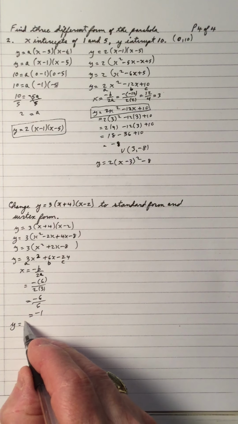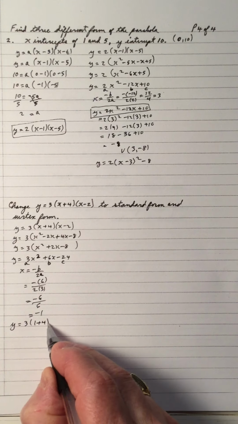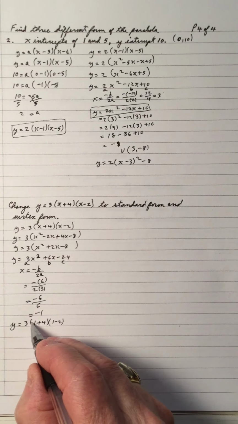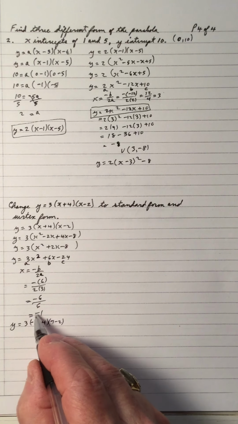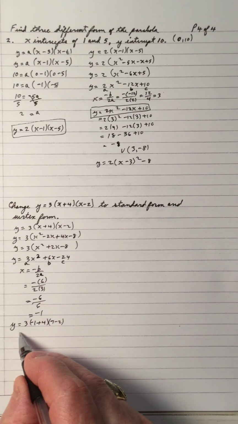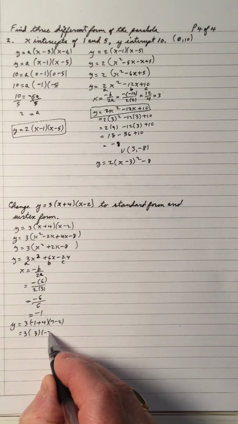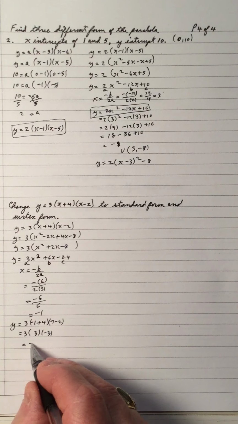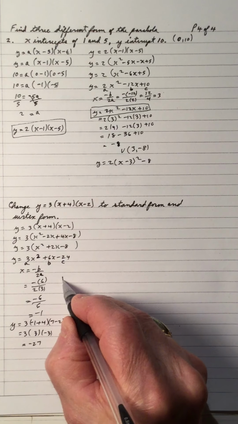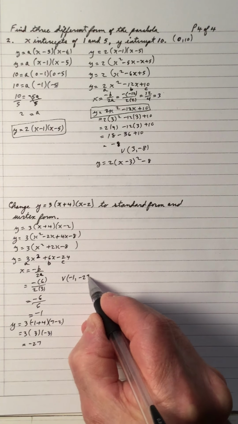Let's go into this one up here. Sub in negative 1. X is negative 1, so I put the negative 1 in here and here. So that gives me 3 times negative 3 squared, which gives me negative 27. So the vertex is negative 1, negative 27.